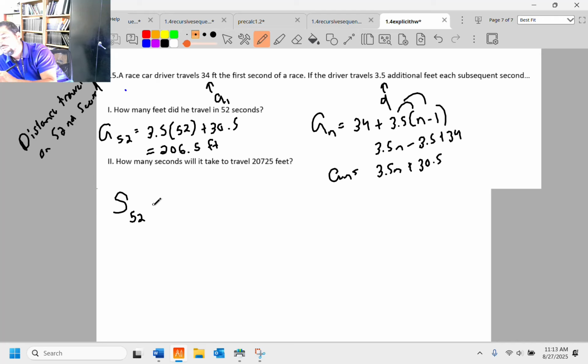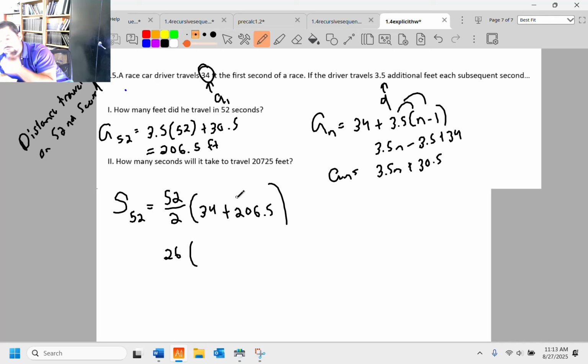total distance traveled. It's going to be 52 over 2 times the first term, which is 34, plus the last term, which is 206.5. 52 over 2 is going to be 26. 34 and 206.5 is 240.5. I really want to multiply those together. Oh, how crazy am I feeling today?